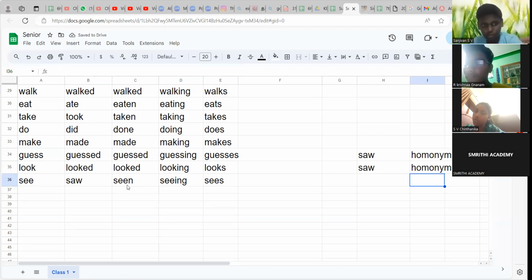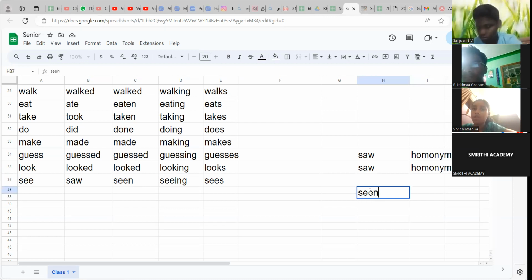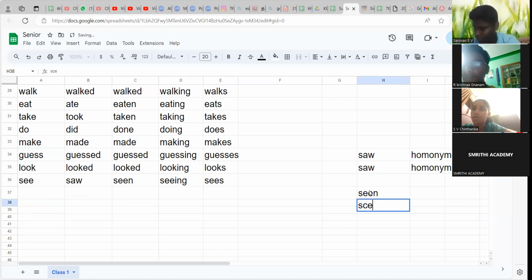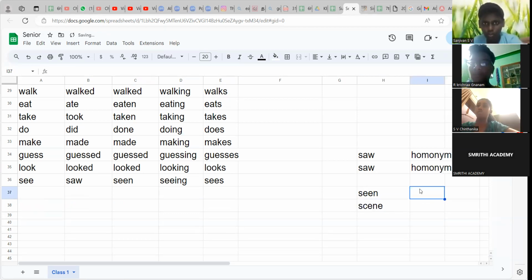And I am going to show you something: seen. Look at that. Seen. Everyone careful. We have done this. You have to guess this. Both of them are the same sound, different words. Chintanika, what is that one? Can you refer to your notes and tell? Same pronunciation, same sound, but different spelling. Homophone. Excellent.